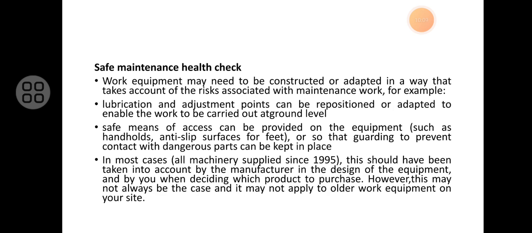Safe maintenance design check. Work equipment may need to be constructed and adapted in a way that takes account of the risks associated with maintenance work. For example, lubricating and adjustment points can be repositioned or adapted to enable the work to be carried out at ground level. Safe means of access can be provided on the equipment so that the guarding to prevent contact with dangerous parts can be kept in place. In most cases, this should have been taken into account by the manufacturer in the design of the equipment and by you when deciding which product to purchase. However, this may not always be the case and it may not apply to all older work equipment on your site.